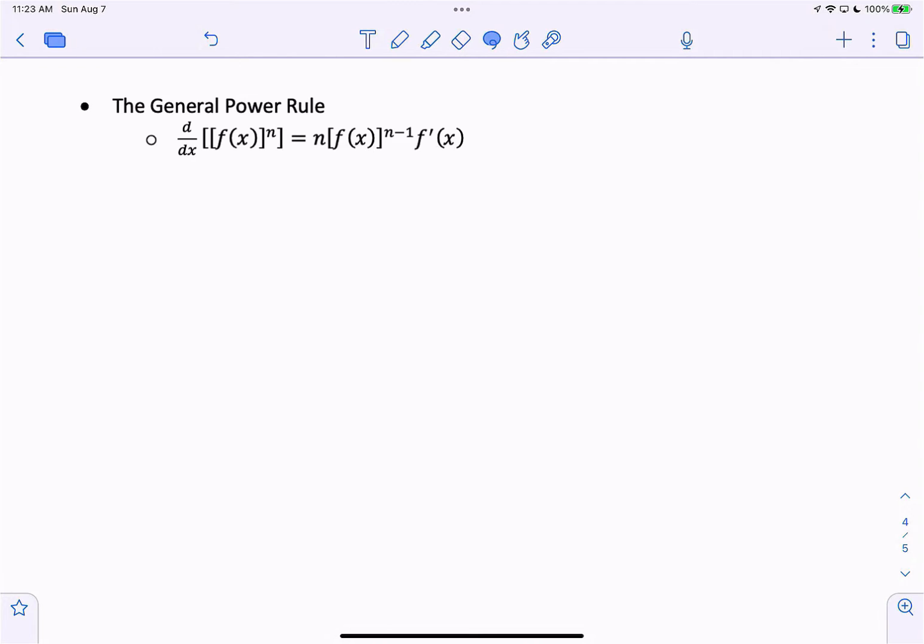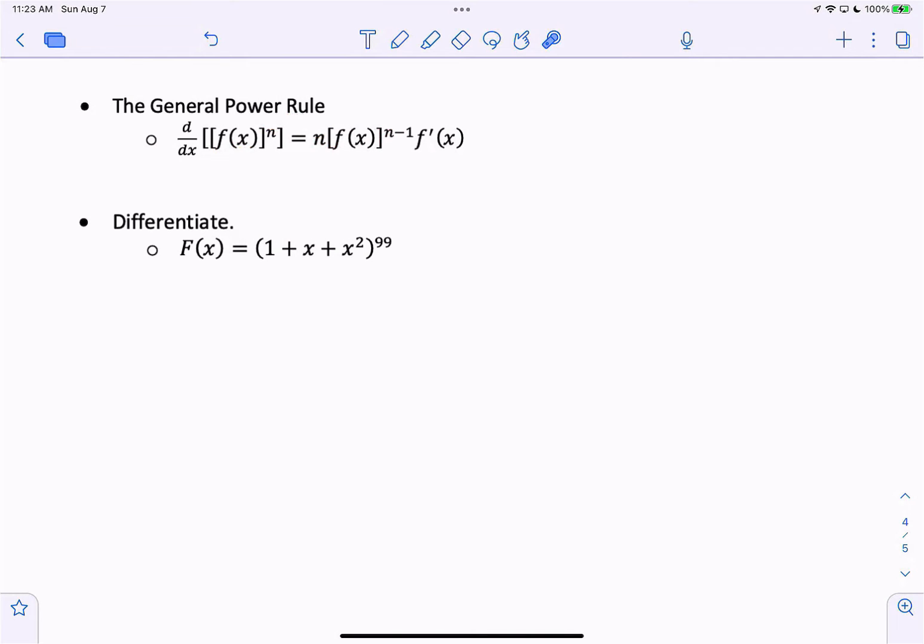In a composition, when the outside function involves an exponent, then the power rule applies, of course. And the power rule says that the exponent comes out front as a coefficient, and then we subtract 1 from the exponent. And then if the base function is not just plain x, then the chain rule applies. And so we would have that power rule times f prime, in this case, the derivative of the inside function. That's known as the general power rule, and let's just see it in action.